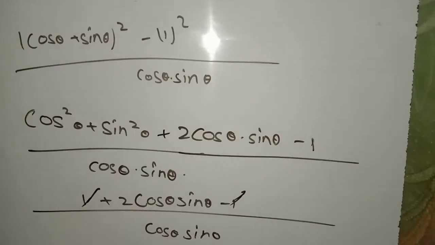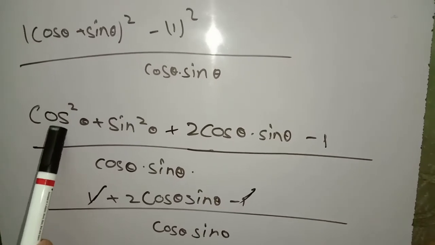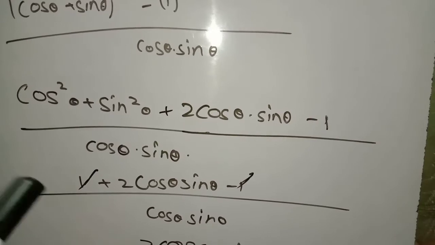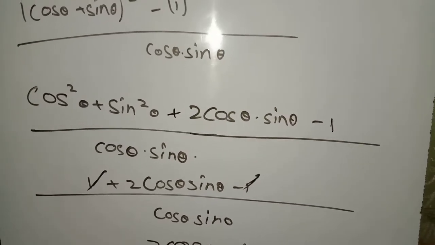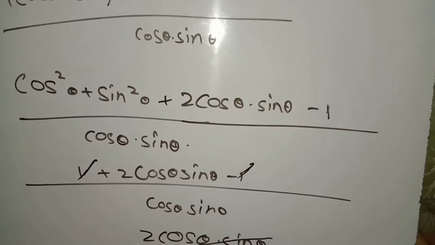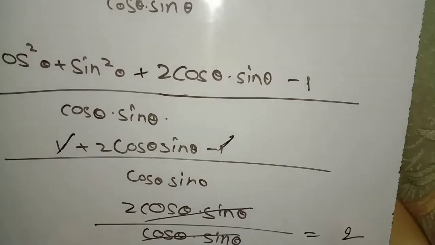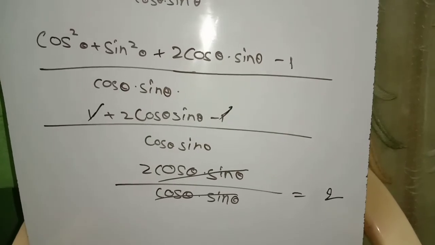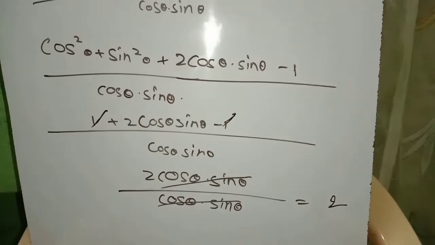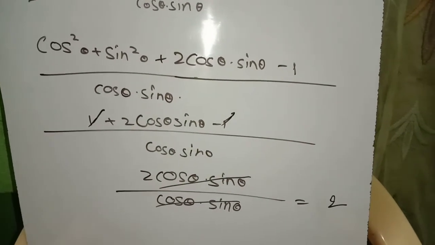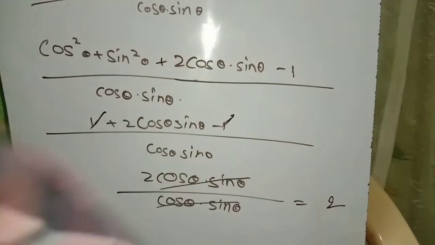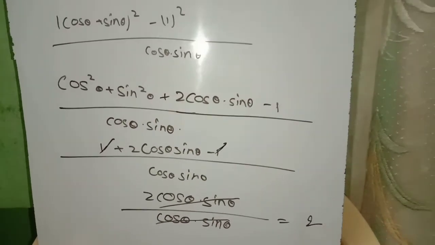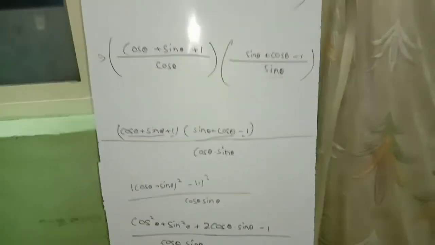According to the identity, here cos square theta plus sin square theta is equal to 1, no? We have discussed. So 1 plus 2 cos theta sin theta minus 1 by cos theta sin theta. So here plus 1 and this minus 1 got cancelled. So here what is left? 2 cos theta sin theta by cos theta sin theta. So cos theta sin theta gets cancelled. So the answer is finally 2. So this is the final answer of bit number 1. Once take a full view of the board.